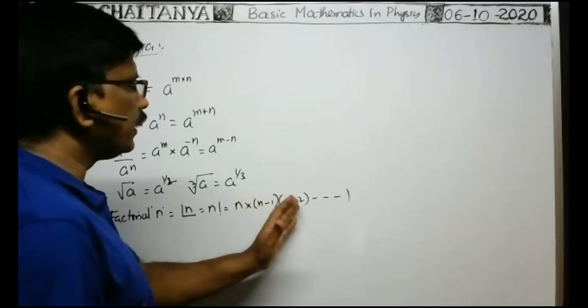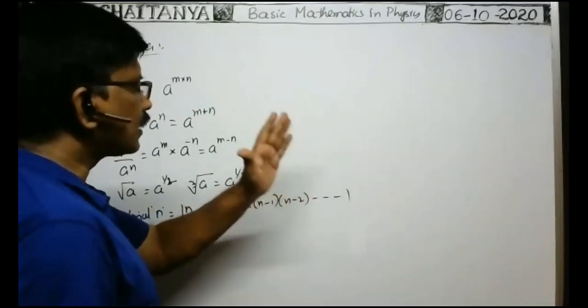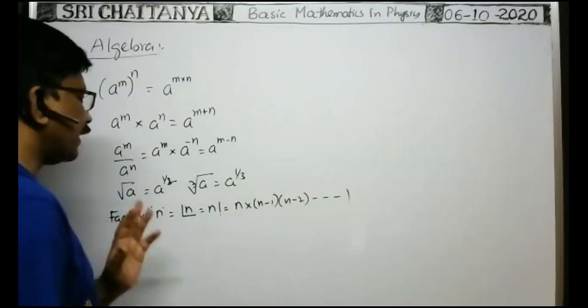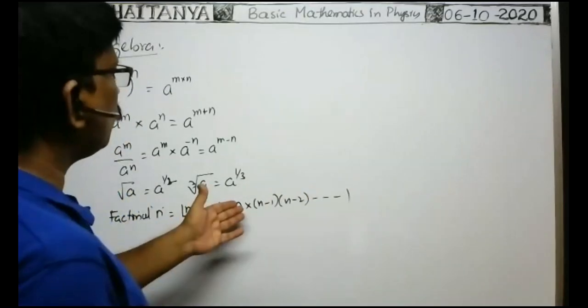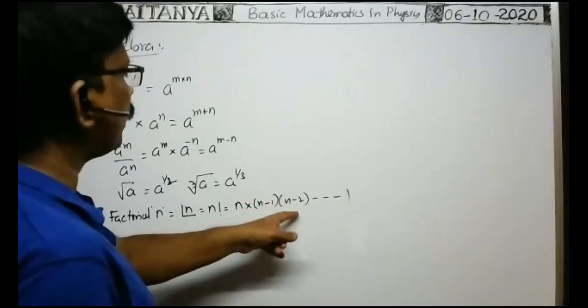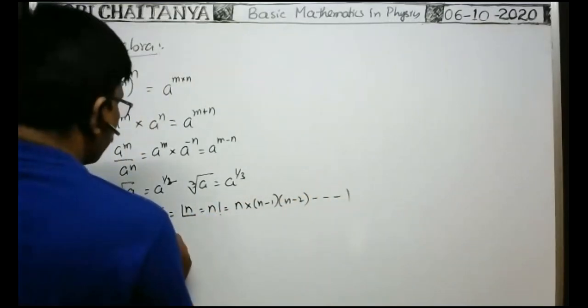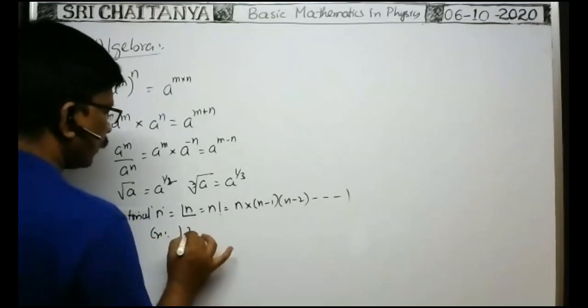And 1 into 2 into 3 into 4 into and so on up to n. Instead of writing the product of all n integers, then we can write simply factorial n like this. Okay, factorial n is equal to n into n minus 1 into n minus 2 into up to 1 we have to write. Okay. Next, suppose example factorial 3 is there.